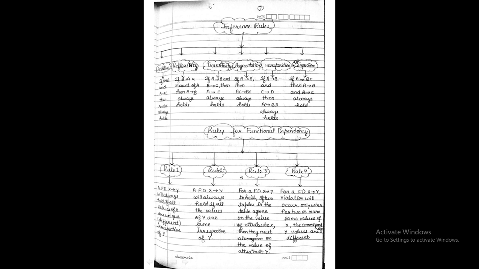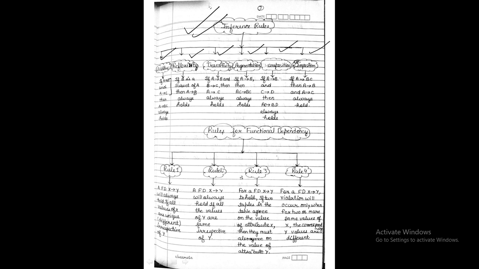What are the inference rules? What are the inference rules in database management system? First inference rule is additive, second reflexivity, third transitivity, fourth augmentation, fifth composition, sixth decomposition. Additive inference rule says if A implies B and A implies C, then we can say that A implies BC.